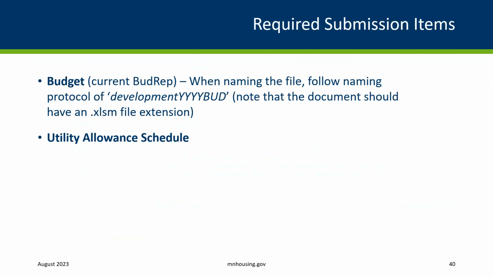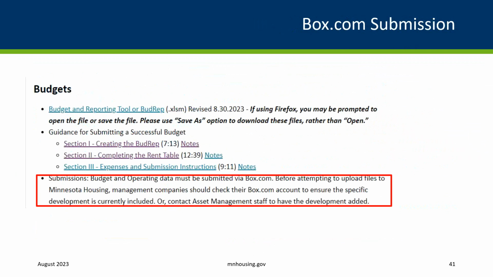Section 1 of this tutorial describes how to copy data from a previous BUD rep file. Finally, remember to submit the utility allowance schedule with the numbers being used for the property circled or highlighted. Budgets must be submitted via box.com and uploaded to the property's budget folder.